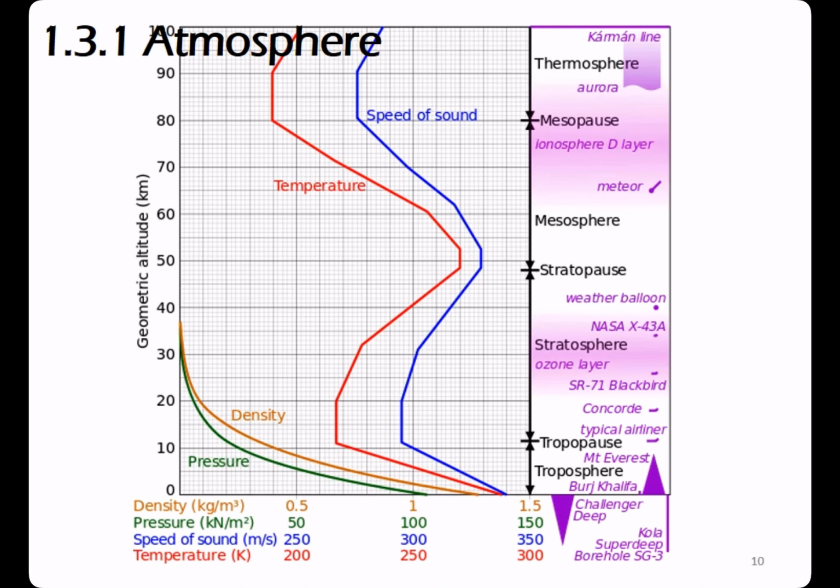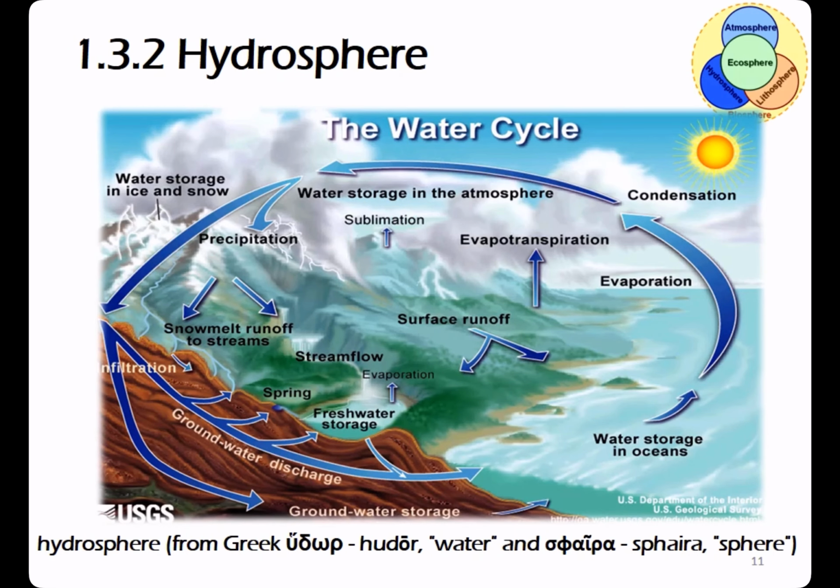Different layers of the atmosphere have different properties. For example, you can see that the pressure, the density, the temperature, or the speed of sound varies from layer to layer. The hydrosphere describes the combined mass of water found on a planet. Most of the water is stored in the ocean. The sun provides energy, and the water evaporates and condenses into cloud, where some of the water is stored in the atmosphere.